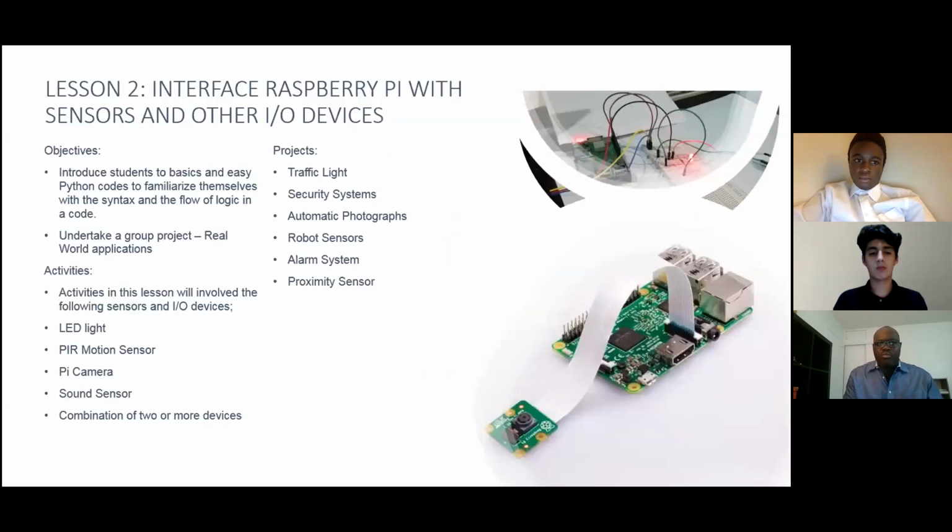After that, we're going to move on to lesson 2, which is going to take a little bit of time. This is where students are going to be able to interface Raspberry Pi with the sensors and other input-output devices. The objective here is to introduce students to basics and easy Python codes so that they can familiarize themselves with different syntax and the flow of logic in a code.